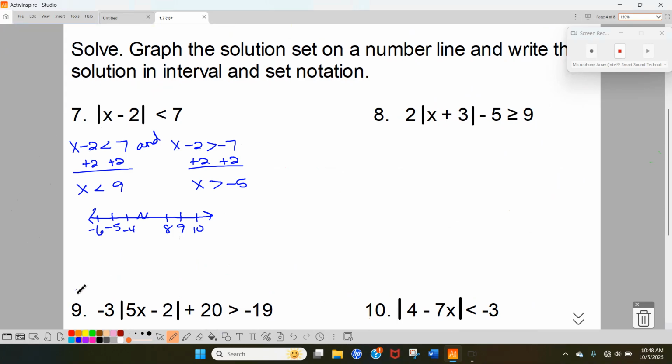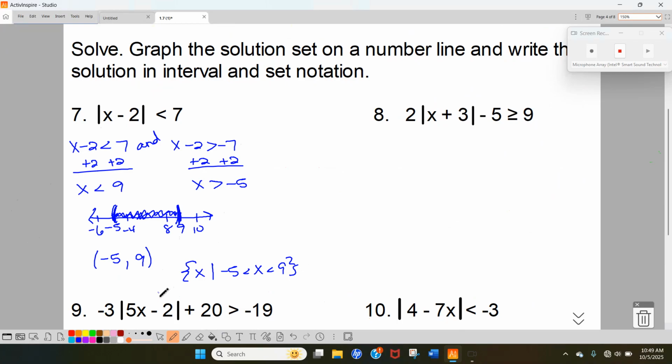All right, and then we're going to have a parenthesis at 9 and go smaller, and a parenthesis at negative 5 and go bigger. So since it's an and, we should end up trapped in between two numbers. So interval notation is just negative 5, comma 9 with parentheses on both ends. And then your set notation, you would say x such that, and then you just have to say that x is going to fall between negative 5 and 9.